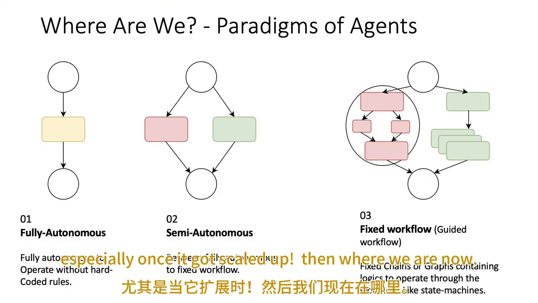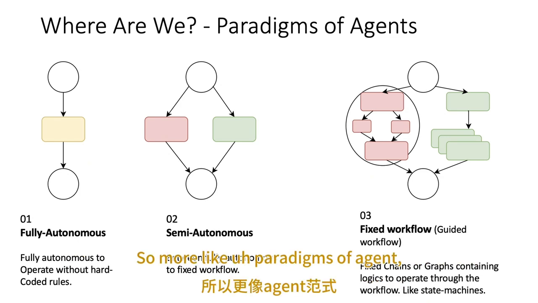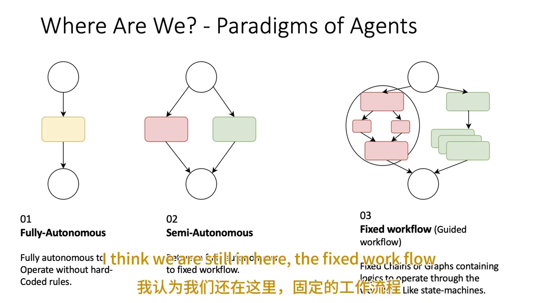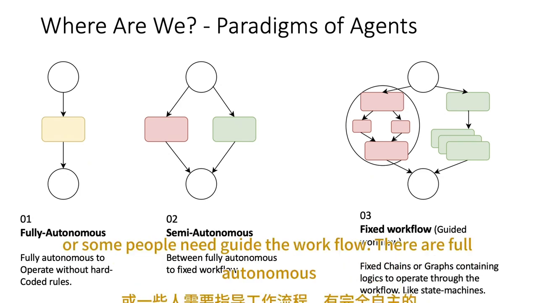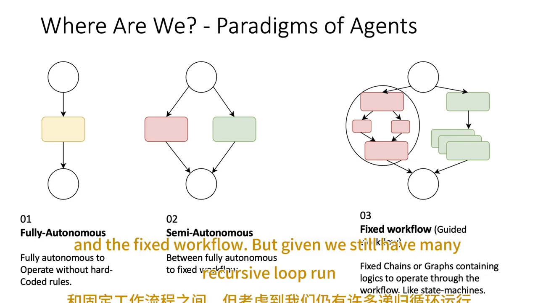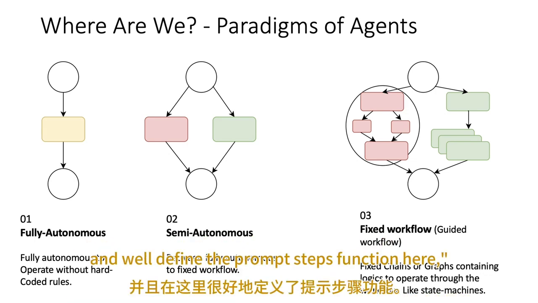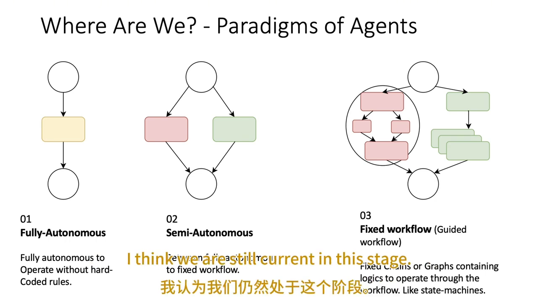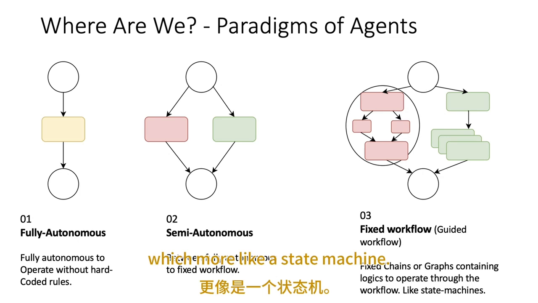Then where are we now, in terms of paradigms of agents? I think we are still at a fixed workflow, or what some people call a guided workflow. There are fully autonomous agents, which assume there's no hard-coded rule, I mean no hard-coded prompt, or semi-autonomous, which is between fully autonomous and fixed workflow. But given we still have many recursive loops and well-defined prompt step functions here, I think we are still at this stage, which is more like a state machine.